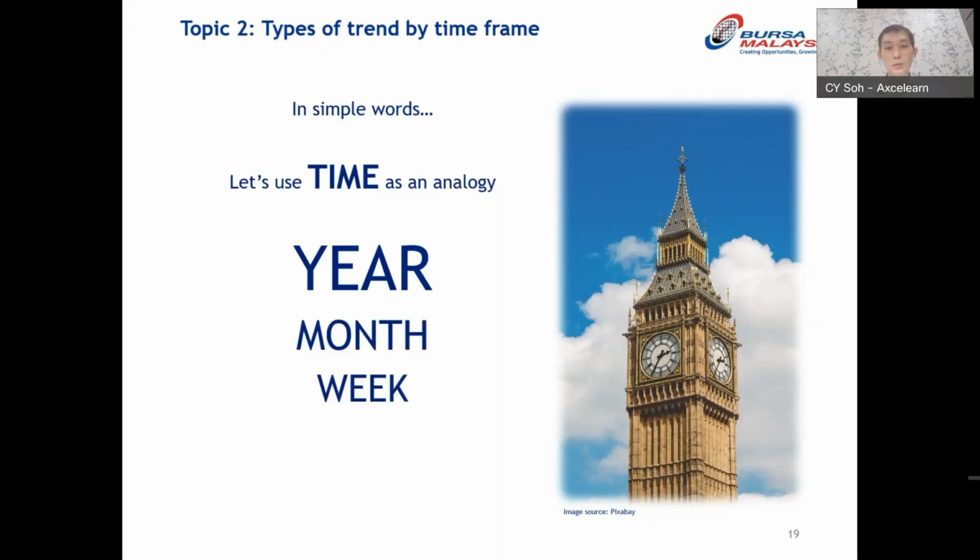So month and week would be somehow like your intermediate or medium-term trends, your secondary trend. And in a week, we have 7 days, every day we have 24 hours, and 1 hour we have 60 minutes. So the day, hour, and minutes would be considered as the minor trend. The fluctuation is very fast, and of course, relatively small as well. So this is the general concept of the three types of trend according to time frame. Can follow?